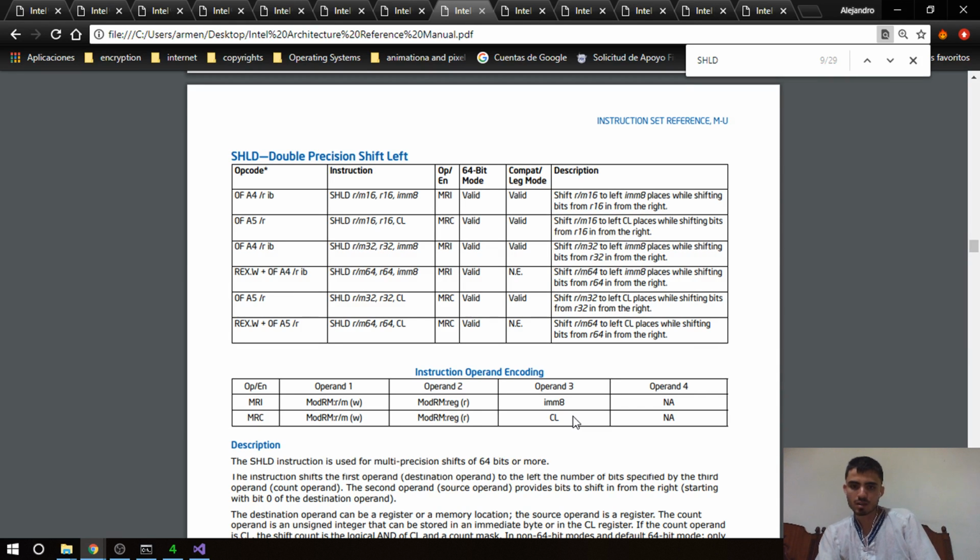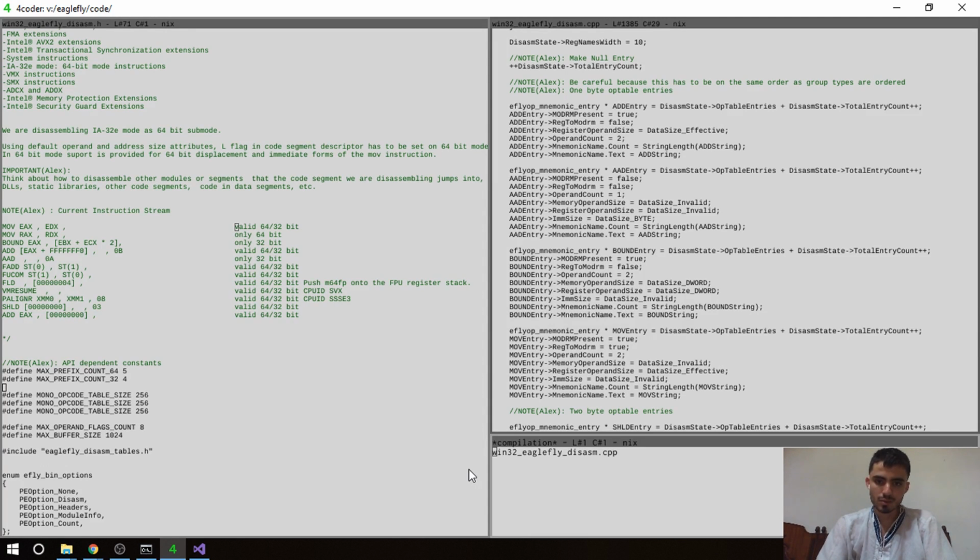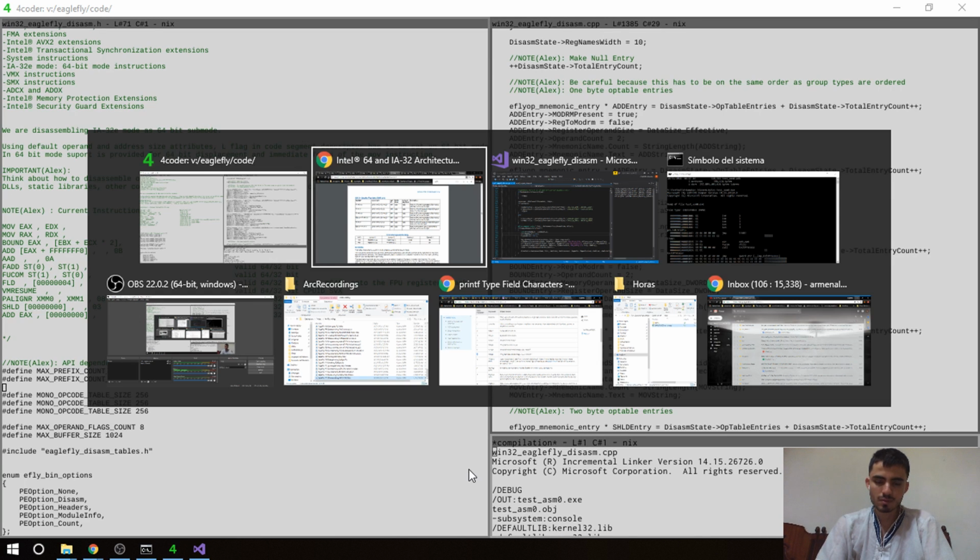Immediate 8, NA, and mod RM. These are the two ways: MRC and MRI, MR, REX, RM1. This is the CL. Okay. Good. So what about now? We have an effective thing there.